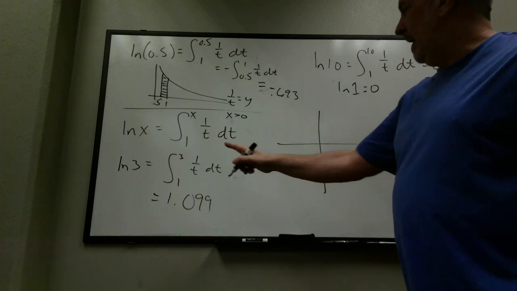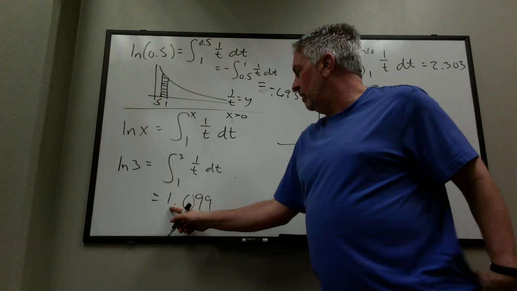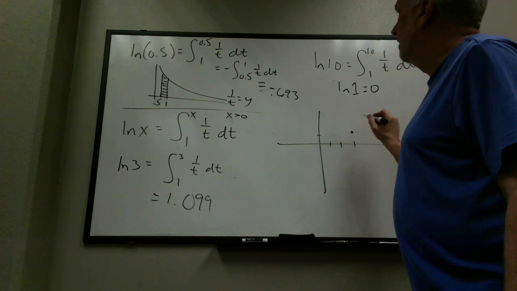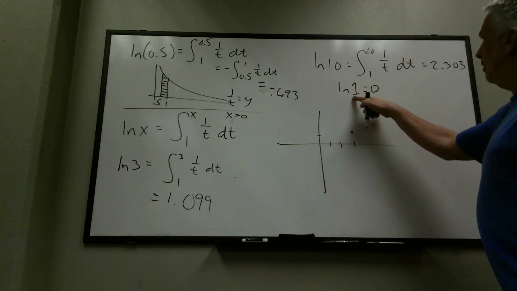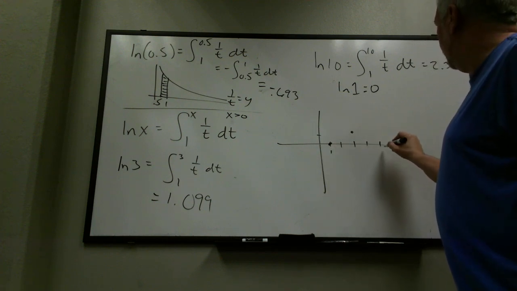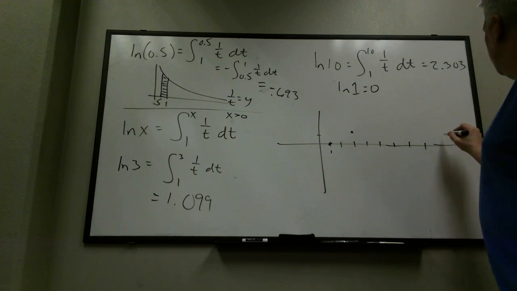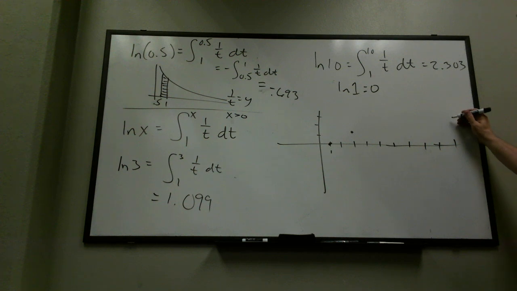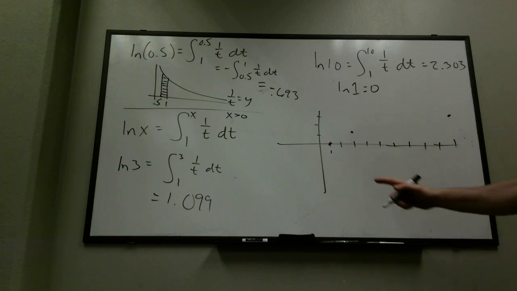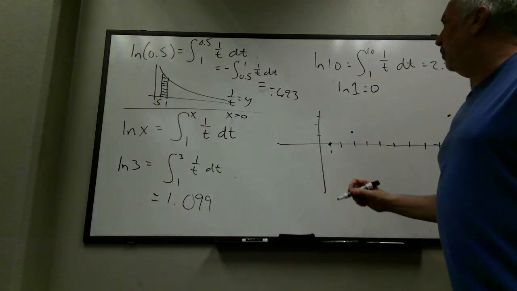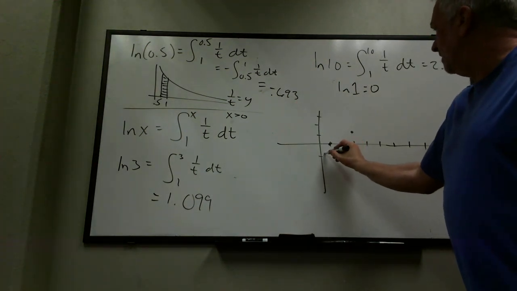Notice when x was 3, we got a log of 1.099, so at 3 we're just barely over 1. We did natural log of 1, which turned out to be 0. And when I go up to 10, 4, 5, 6, 7, 8, 9, 10, natural log of 10 was just a little bit over 2. So when you come way out here to 10, you're just almost at 2.5. And then the other point we got at 1/2, natural log was about negative 0.7. So at 1/2, I'm down here.